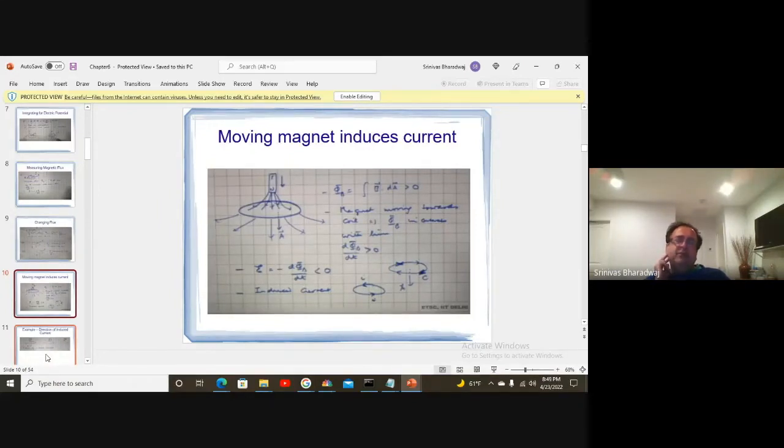So the key point here is the flux. We looked at electric flux, if you remember, E·dA. This is magnetic flux, B·dA. The time varying nature of the flux, dΦ/dt, will give you the EMF.